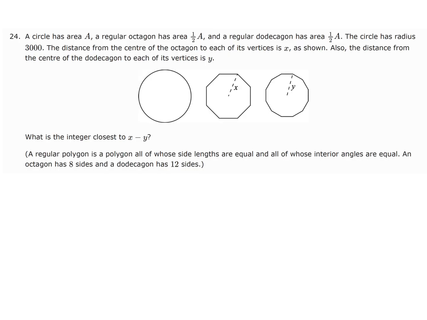A circle A has area A. A regular octagon has area 1/2 A. A regular dodecagon has area 1/2 A. The circle has a radius of 3,000. The distance from the center of the octagon to each of its vertices is x, as shown. Also, the distance from the center of the dodecagon to each of its vertices is y. What is the integer closest to x minus y?